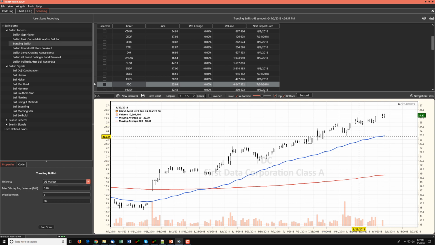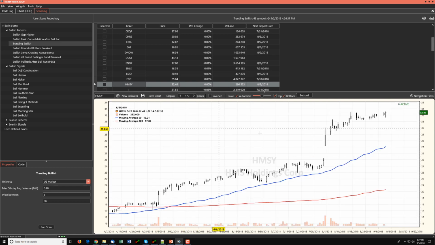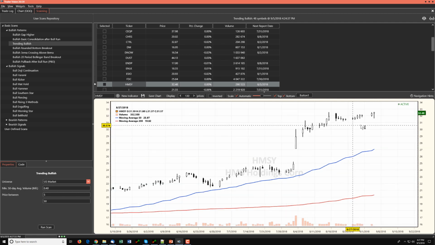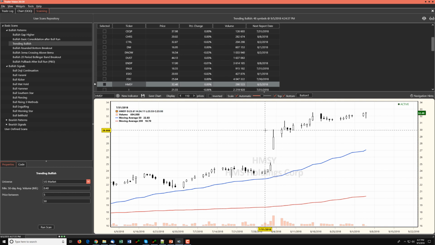FDC is one that I've ridden a couple times, and this is a beautiful trending chart. It's not quite as fast a mover as I would like, but it's just a steady working stock. HMSY, I've got a position in that. Looking for that to break out. Nice hammer today. Let's make that bigger so maybe you can see.